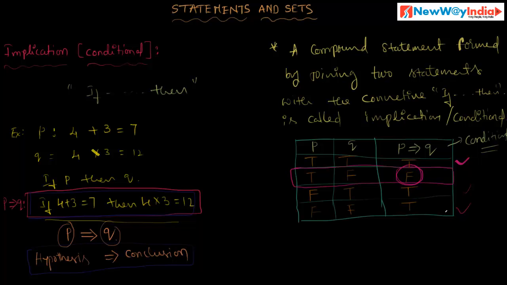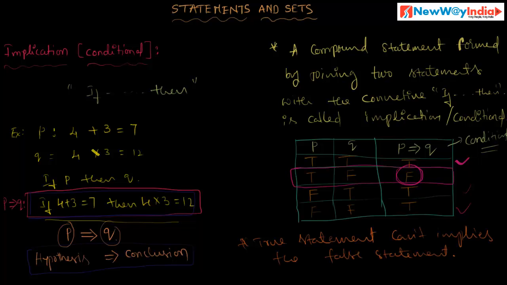So the compound statement P implies Q is always true except in the case where P is true and Q is false. A true statement cannot imply a false statement. Here you can observe this is a true statement, and it cannot imply the false statement. So in this way we can find the truth values of a compound statement or implication by using this truth table. Okay, thank you.